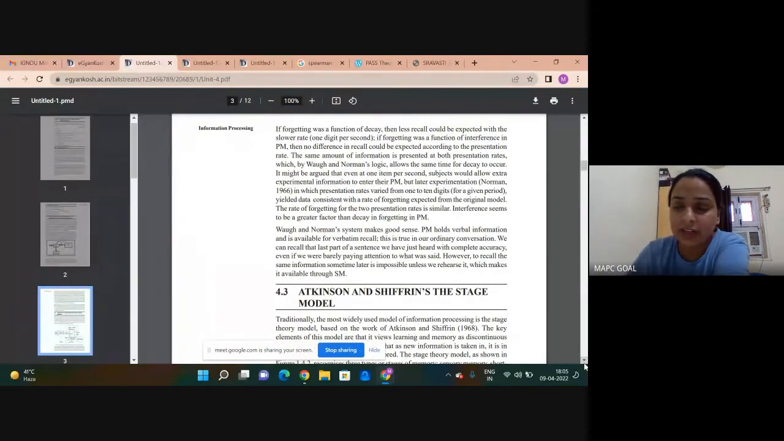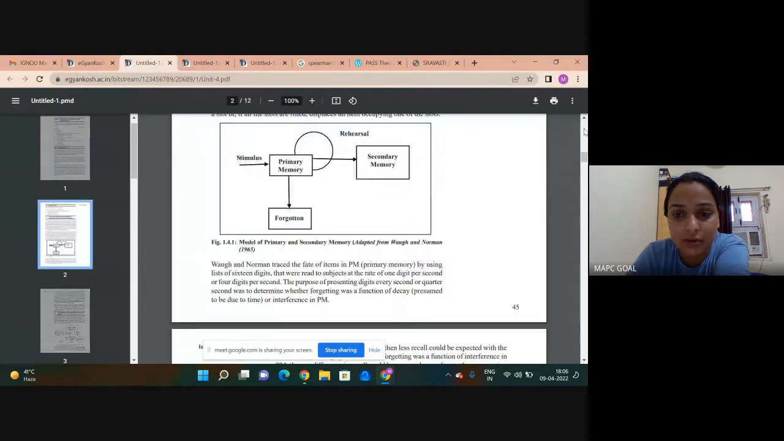So decay, if you don't use the information, then that would lead to trace decay, but interference is also a big hindrance in understanding or recalling information after a longer period of time. So that is what they found. The model was very simple, but they were also trying to understand why we forget, what is the reason.